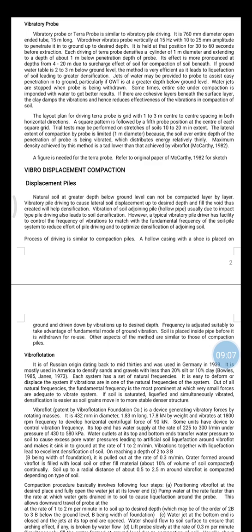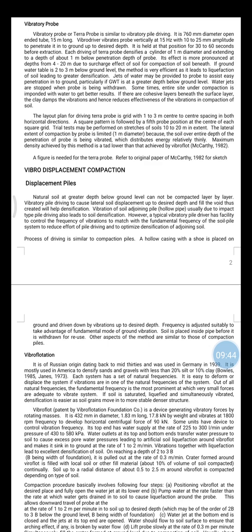So what is the process in displacement? Well, I will tell you. The process of driving the compaction pipe, that is the displacement pipe: a hollow casing pipe, hollow means it is open at both ends. A hollow circular casing pipe with a shoe is placed on the ground and driven down by vibration up to a desired depth, whatever depth you require, say 8 meters, 10 meters, 20 meters.